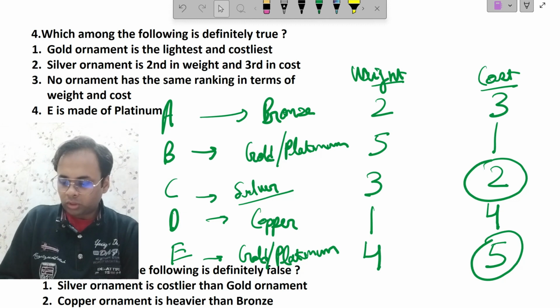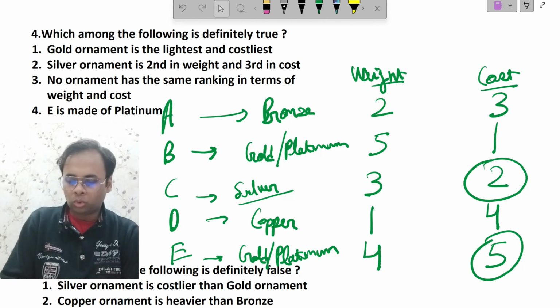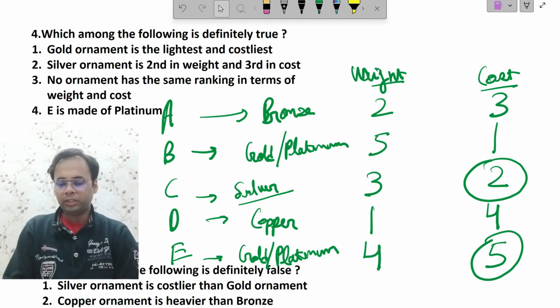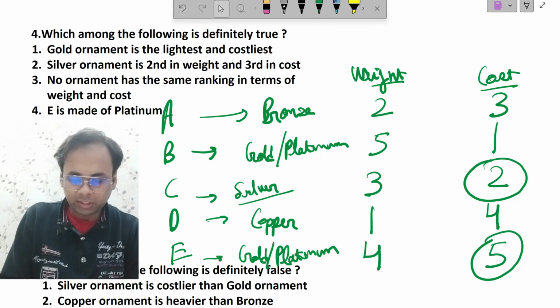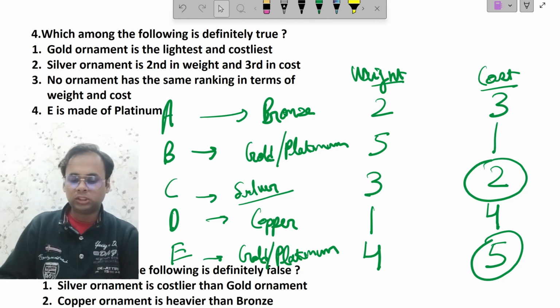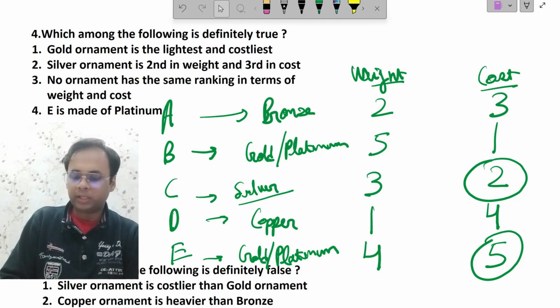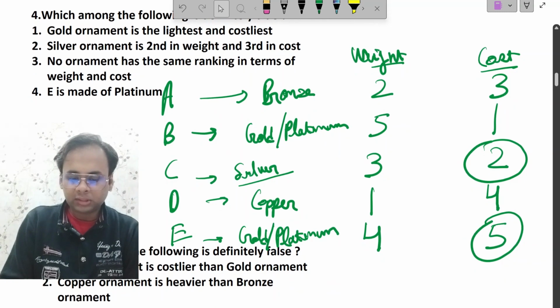Okay, so actually we are not sure what is gold, whether it is of B or of E. Okay, whether B is made of gold or E is made of gold, so we cannot say that definitely it is true. Next statement, silver ornament is the second in weight and third in cost. So for the silver ornament, it is actually third in weight and second in cost, so it is not true. Next, no ornament has the same ranking in terms of weight and cost.